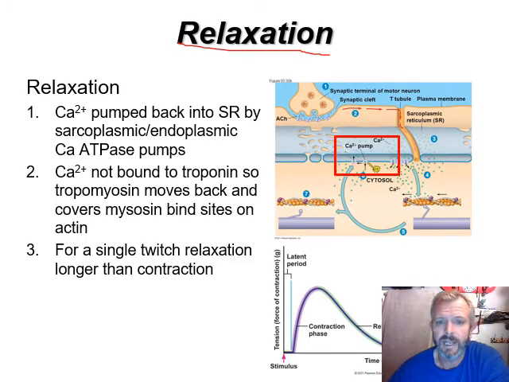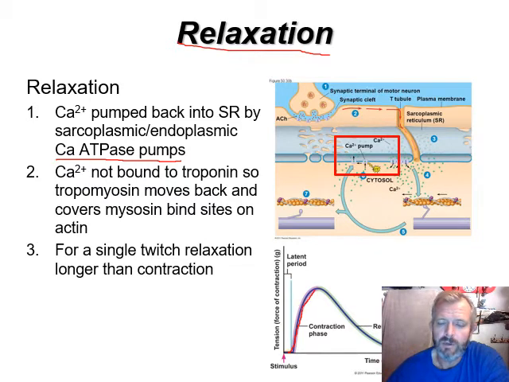Okay, and that's what's happening at the sarcoplasmic reticulum. There are these calcium ATPase pumps that are going to pump the calcium back in. All right, and so when we do this, you can see when we get muscle contraction, we get boom, contraction.